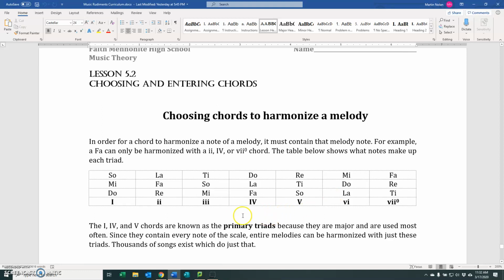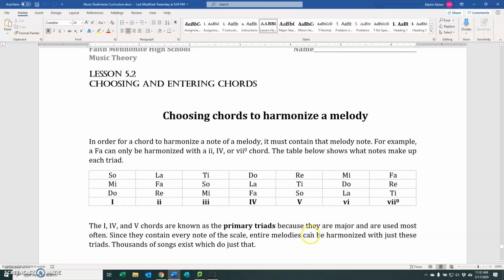For the assignment for this lesson, you will only use 1, 4, and 5 chords. These are known as the primary triads because they are major and are used most often. And since they contain every note of the scale, entire melodies can be harmonized with just these 3 triads, and thousands of songs exist which do just that.